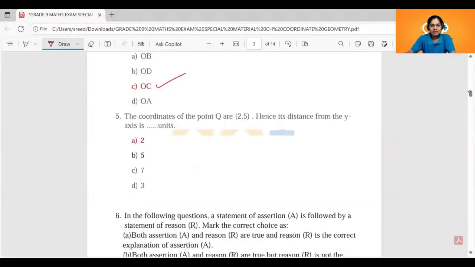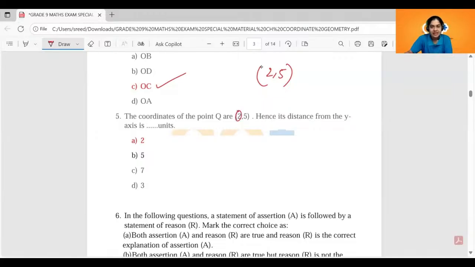The coordinates of the point Q are 2, 5. This we call an ordered pair, okay? Ordered pair 2, 5. Hence, its distance from the y-axis is asked. We have already learned the concept: when it's called the distance from the y-axis, the answer will be the x-coordinate. So, which is the x-coordinate?